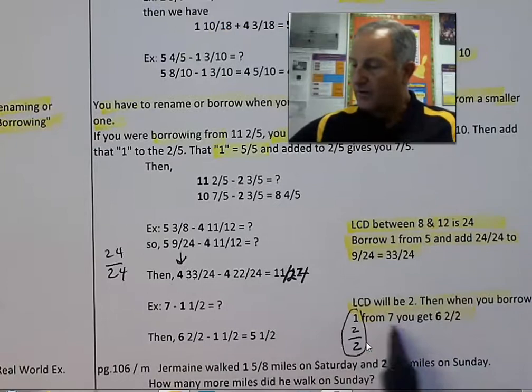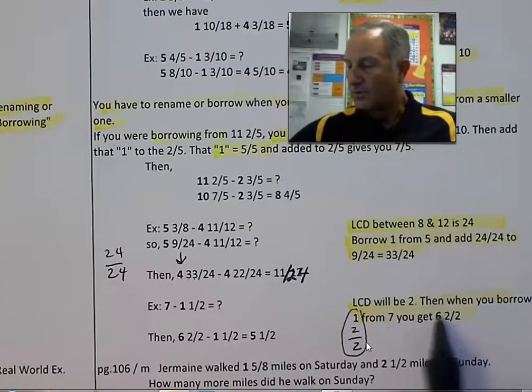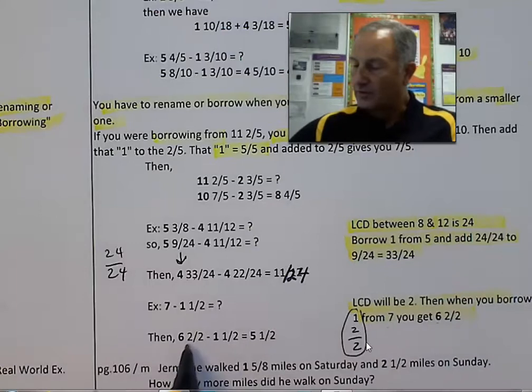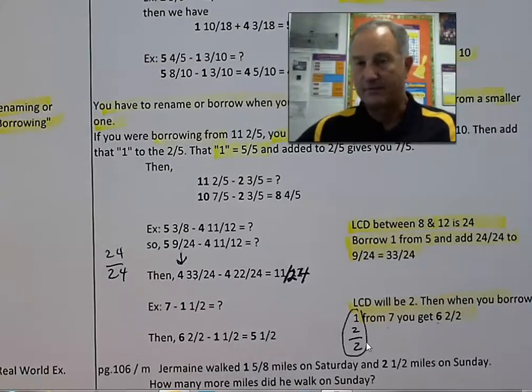So then my 7 becomes 6 and 2/2. There's my 1 plus my 6, that's 7. So I get 6 and 2/2 minus 1 and 1/2. So 2 minus 1 is 1/2, and 6 minus 1 is 5, so 5 and 1/2.